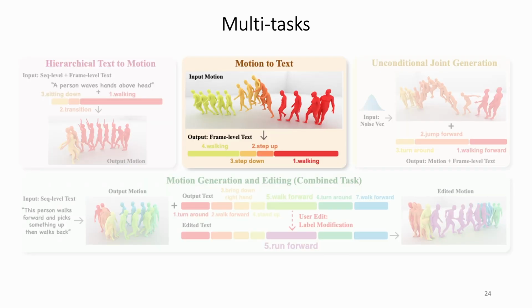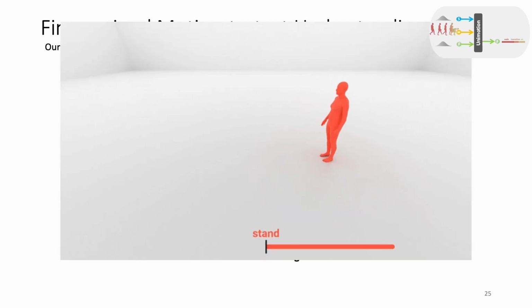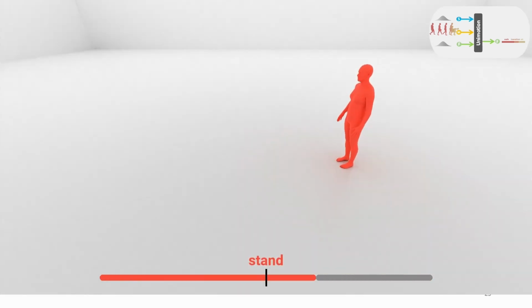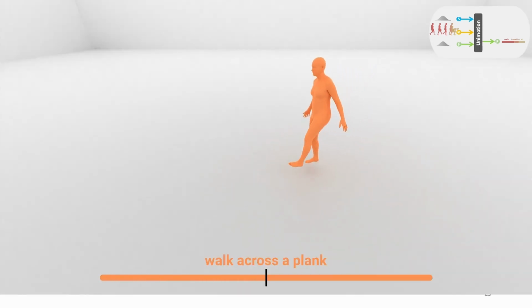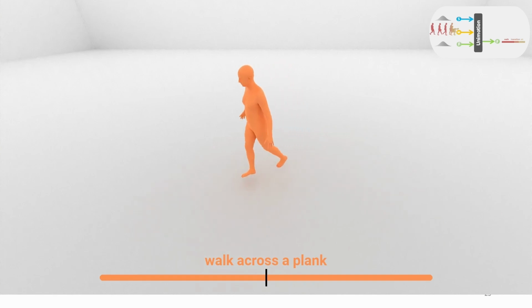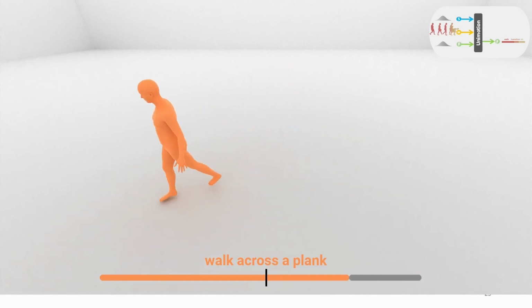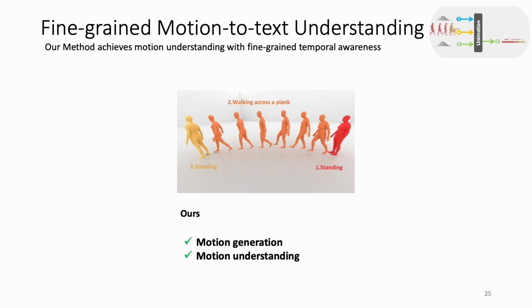Our model enables tasks no prior work can perform. For example, motion-to-text generation with temporal alignment. Here we generate frame-level text for an unseen motion capture sequence. Given motion, our method outputs text labels for atomic motion per frame, achieving fine-grained motion understanding with temporal awareness.